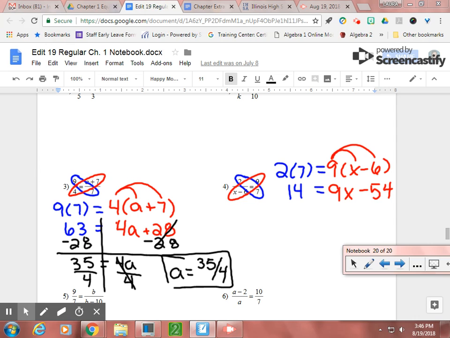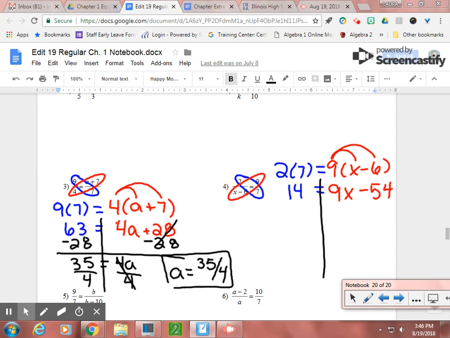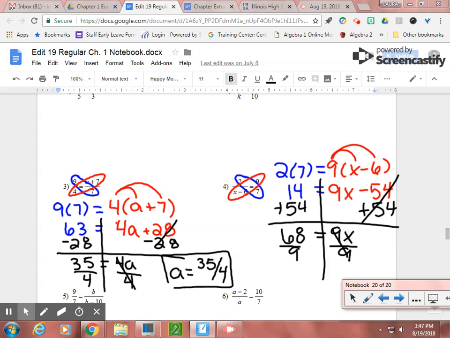Okay, so again, what I want is to isolate my variable. So I need to move the 54. So to move the 54, I want to do the opposite, which is adding, which is going to give me 68 equals 9x. Still trying to isolate the variable, I need to divide by 9 to get rid of it. And then you have to decide, is 68 divisible by 9? Well, it's not, and you also can't reduce it, so just leave it as 68 over 9.